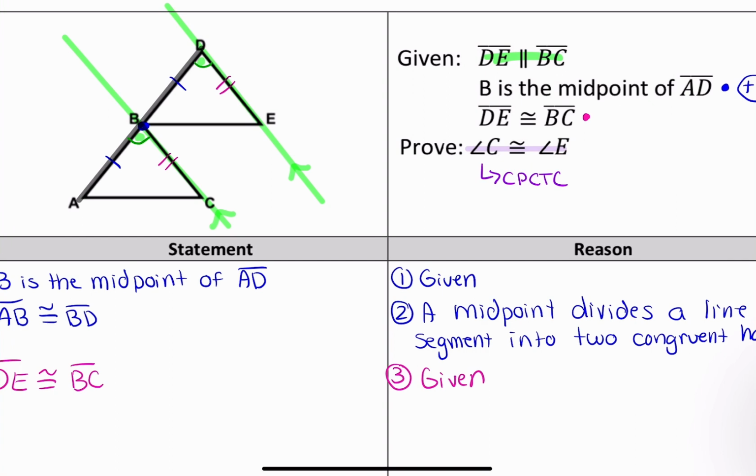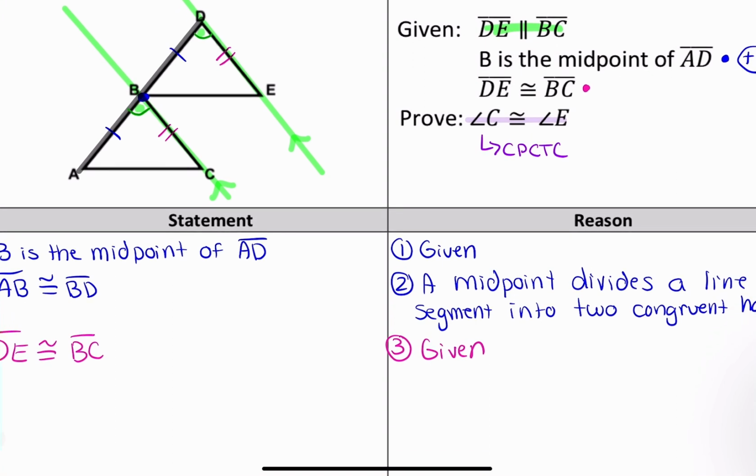Okay, so now I can get those angles using corresponding angles, which I'm allowed to use because I know the lines are parallel. So that means statement number 4 is that DE is parallel to BC. That is given. And now I can say, so I'm not going to say angle B. I could say angle D if I wanted to because there's no other angle there, but I can't say angle B. So let's use the 3 letters just to be overly cautious. I'm going to say angle EDB is congruent to angle CBA.